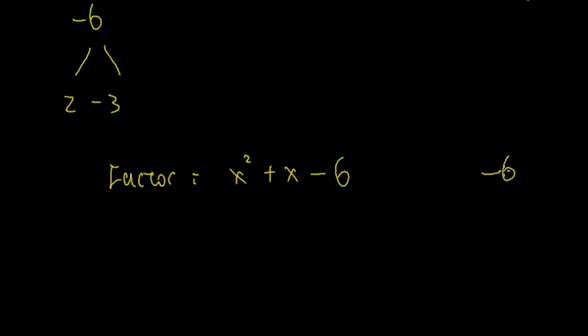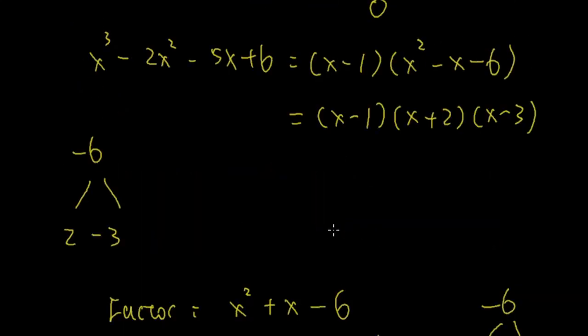Okay, find two numbers. Okay, because that's leading coefficient 1, right? So find two numbers that multiply together to give you negative 6 and add together to give you plus 1. That would be negative 2 and 3. Okay, so I can write this as x minus 2 times x plus 3, right? That's the factored form.